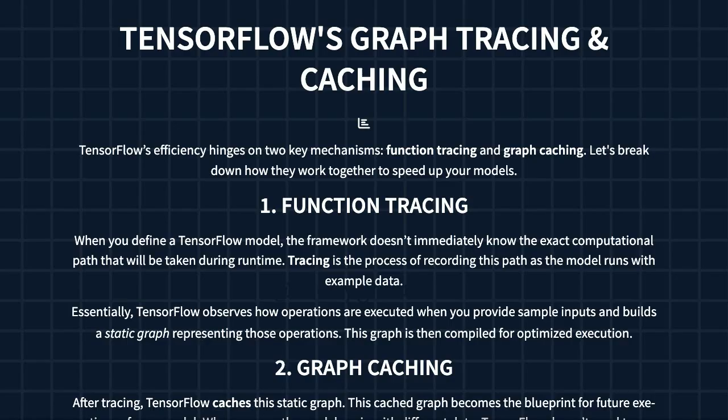Then TensorFlow takes this graph and saves it, caches it. So, when you want to use your model again, instead of retracing everything from scratch, it just loads the previously created graph and executes it directly. This significantly speeds things up, reduces memory usage, and allows for some really powerful optimizations.